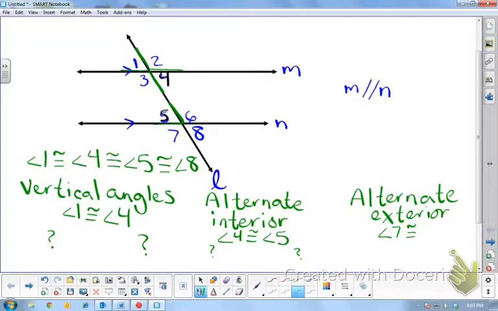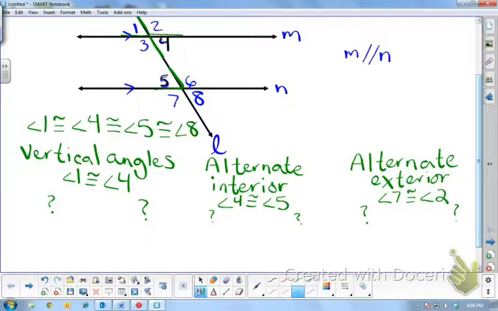And they can't be directly next to each other. So 7 and 8 are on the other side of the transversal, but they're right next to each other. We have to jump all the way to the top, and angle 2 would be the other angle that goes with angle 7 if we're looking at alternate exterior angles. So we have our vertical angles we had already seen before. Now we're adding alternate interior, which are angles inside the parallel lines, on opposite sides of the transversal. Alternate exterior, again, you could find another pair of alternate exterior angles.